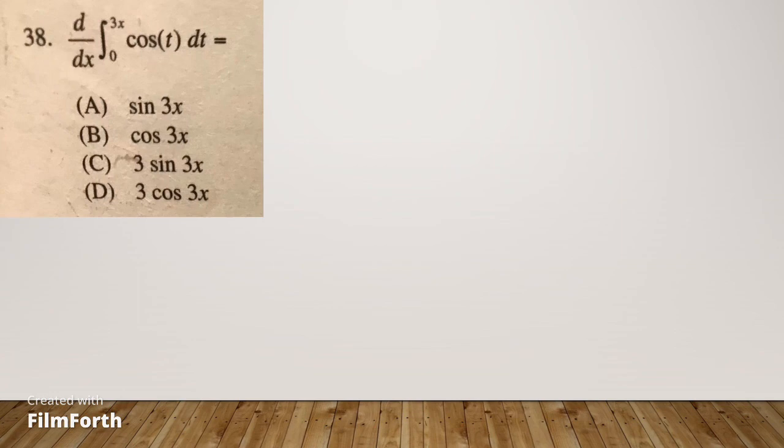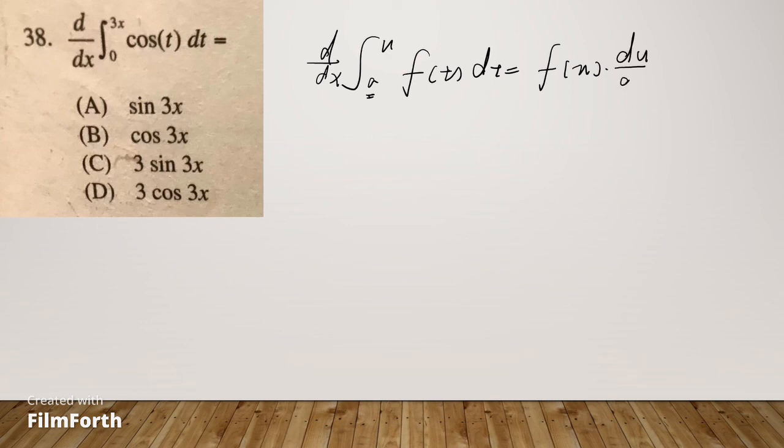Okay, next question, 38. Oh, this problem is testing our knowledge of the second fundamental theorem of calculus. It is important knowledge. So the formula is d over dx, integral from a to u, a normally is a constant, of f of t dt equals f of u times du over dx.